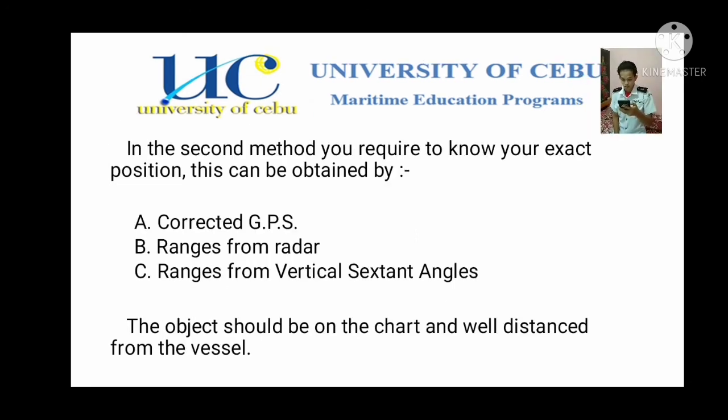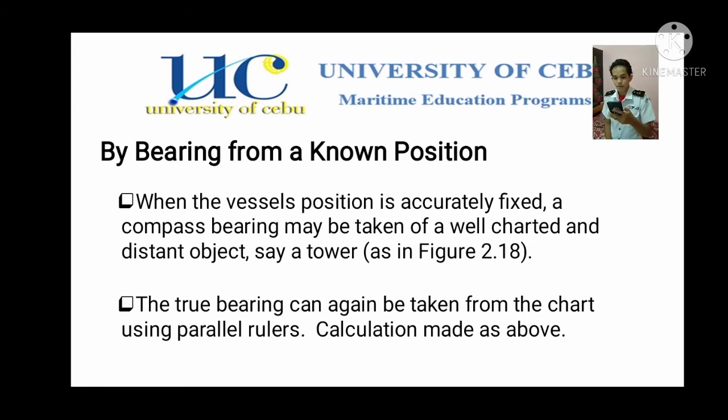In the second method, you are required to know your exact position. This can be obtained by A, correct GPS; B, ranges from radar; C, ranges from vertical sextant angles. The object should be on the chart and at a known distance from the vessel, by bearing from a known position.